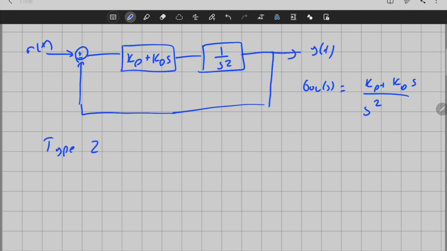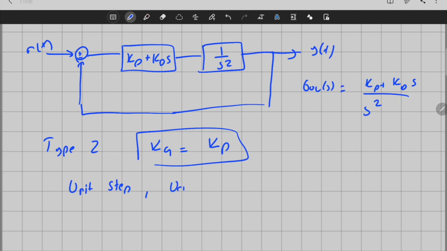In the type 2 system, I have Ka, or static acceleration constant, which is equal to: isolate S squared, and replace the remaining part with S equal to 0. It is simply equal to Kp. My static acceleration constant is equal to Kp. For unit step and unit ramp inputs, my steady state error is equal to 0 for both of them. For unit acceleration, my steady state error is equal to 1 over Ka, which is 1 over Kp.